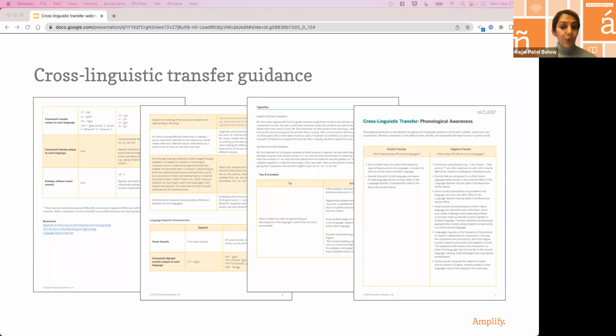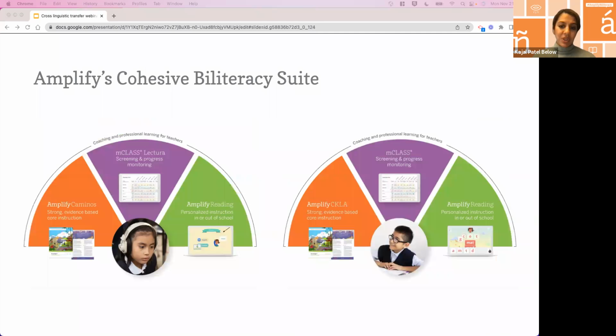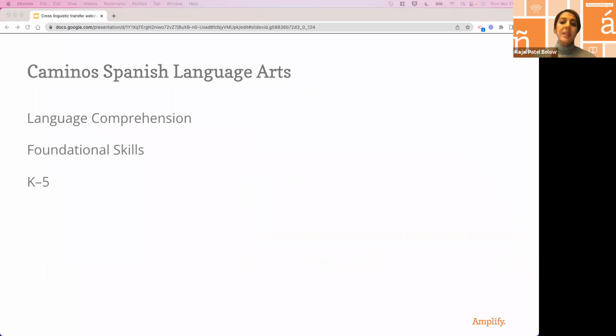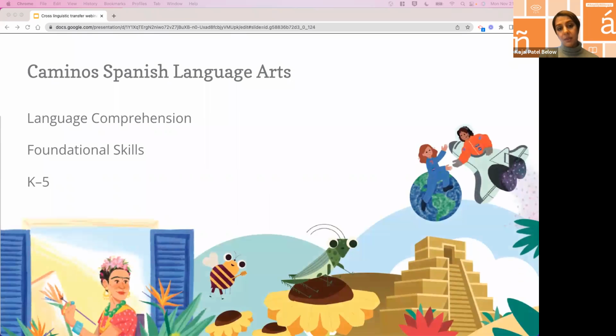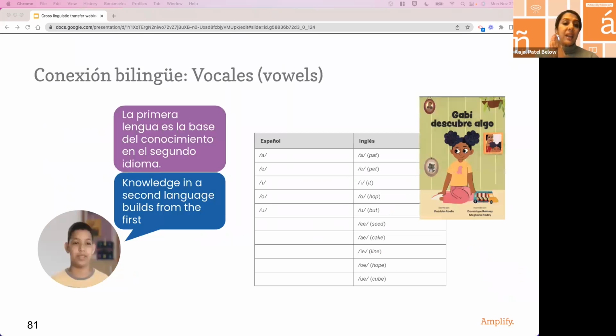Shifting over to curriculum and how we support cross-linguistic transfer in curriculum, we have the Caminos Spanish Language Arts program. Both our CKLA and Caminos Language Arts programs are built on the simple view of reading, with an explicit focus on language comprehension through read-alouds that facilitate knowledge building, and foundational skills that provide practice with decoding and writing. We talked about the importance of that for both languages.